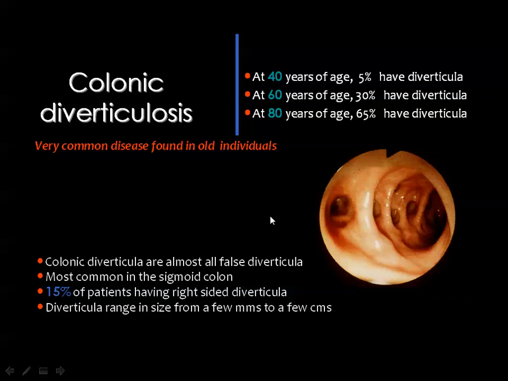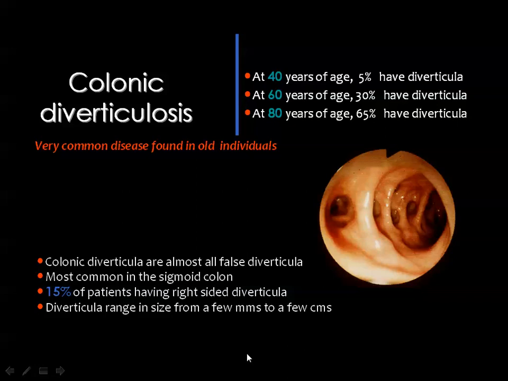You know that colonic diverticulosis is a very common disease, and it usually affects the older population. It is estimated that at the age of 40 years, about 5% of the population will have diverticuli, and this incidence increases tremendously at the age of 80 years, and it may reach about 65% of individuals. Colonic diverticuli are usually of the false type, and they commonly affect the left side of the colon, especially the sigmoid area. Right-sided diverticuli are usually rare and may be found in about 15% of cases.